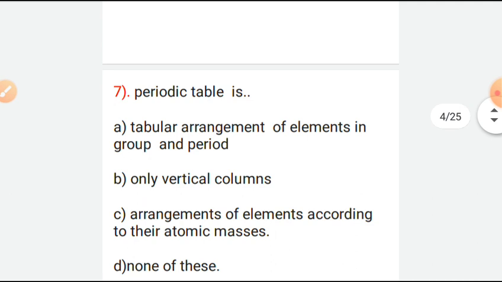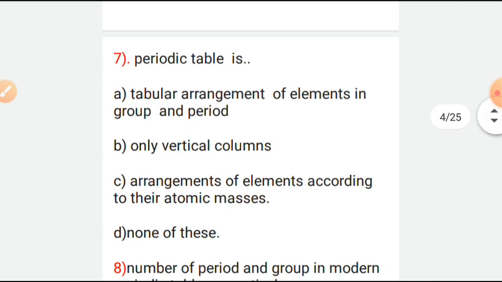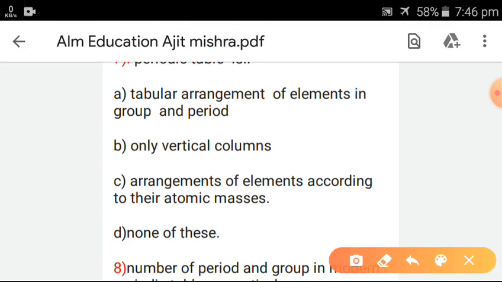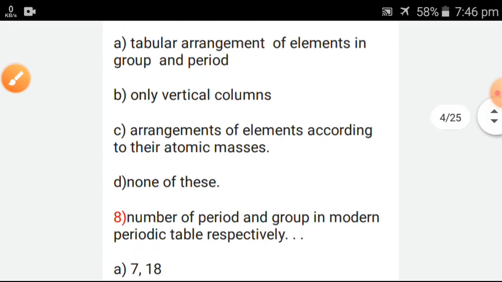Question number 7. The periodic table is: option A, tabular arrangement of elements in groups and periods. Option B, only vertical columns. Option C, arrangement of elements according to their atomic masses. Or option D, none of these. What is the periodic table? The answer will be option A. Tabular arrangement of elements in groups and periods.